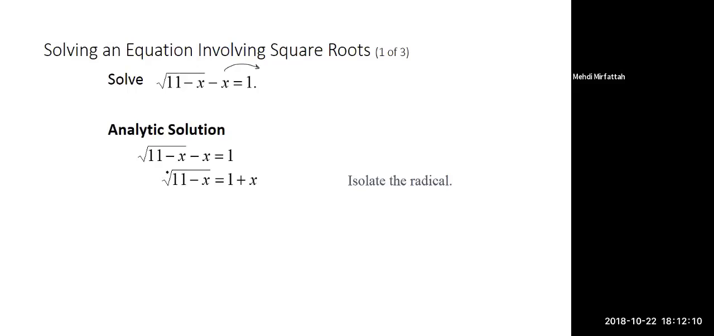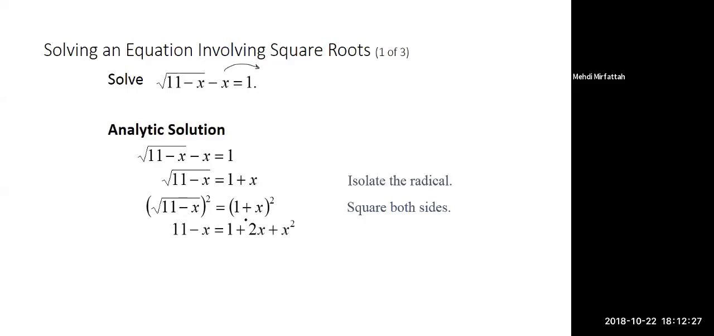If this were a cube root, then raise it to the power of 3. Because this is a square root, we raise both sides of the equation to the power of 2. That's how you will eliminate the radical on the left-hand side. On the right-hand side, you get (1 plus x) squared. We know how to expand that: first term squared plus 2ab plus second term squared. And now you can see you don't have any radical here anymore. We isolated the radical and we eliminated the radical at this point.